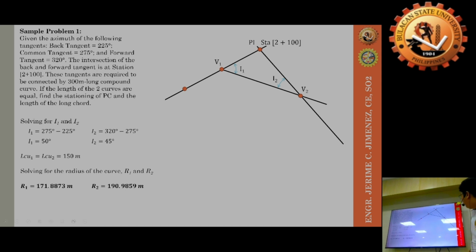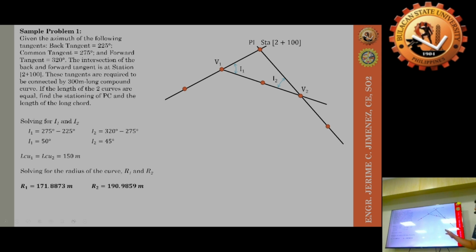Maglagay din tayo ng point dito, making sure na yung distance nito ng PC at saka ng V sub 1 is equal to the V sub 1 and this will be your PCC. Kailangan equal yan kasi T sub 1 to, T sub 1 din to. Okay? Then, dito naman yung point of tangent C. So, making sure na equal yung distance ni PCC at V sub 2 at yung V sub 2 at saka the point of tangent C.